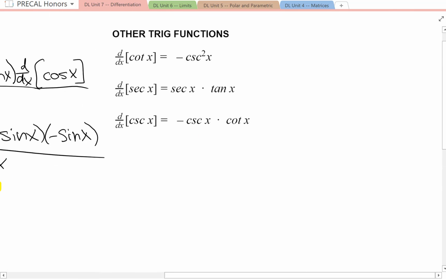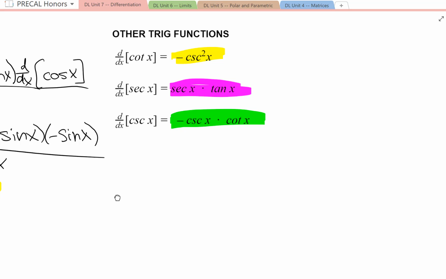Some other important trig derivatives would be: cotangent is negative cosecant squared, secant is secant tangent, and cosecant is negative cosecant cotangent. Let's apply it.